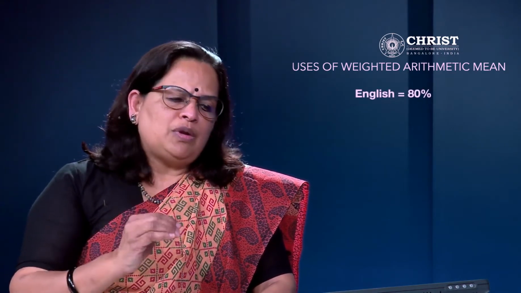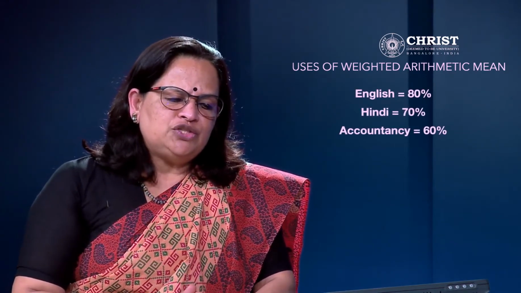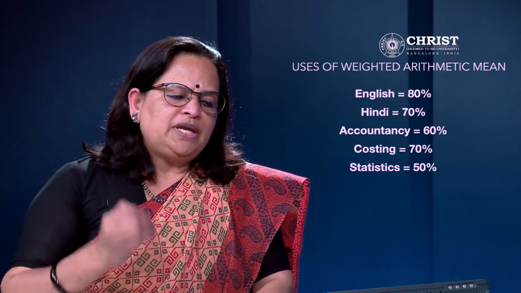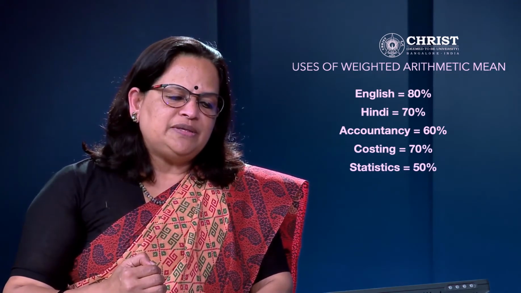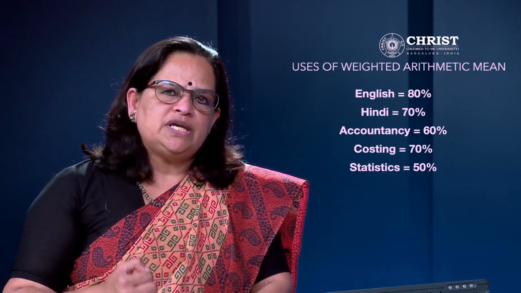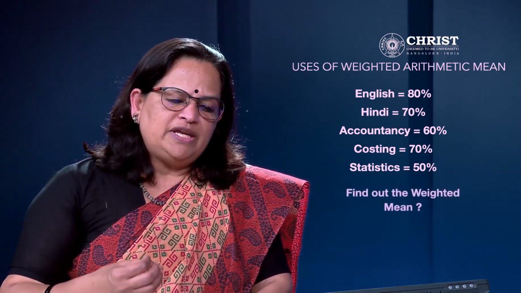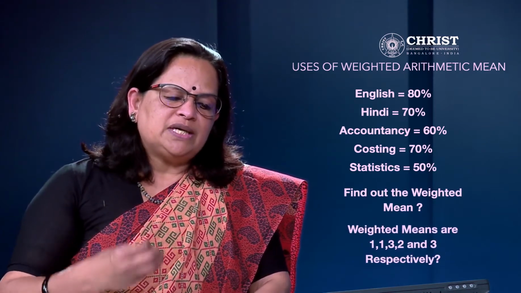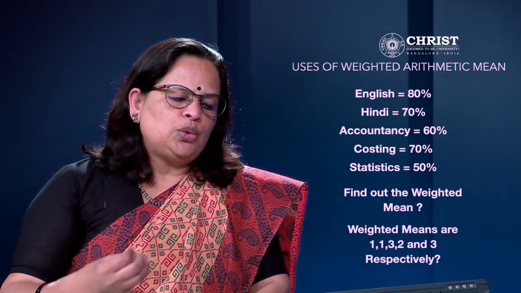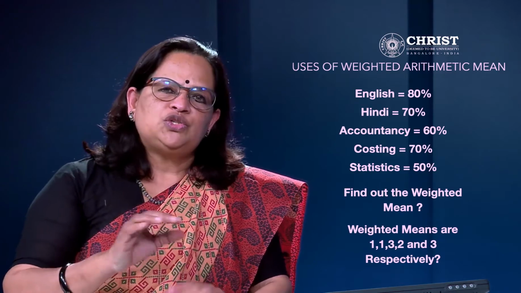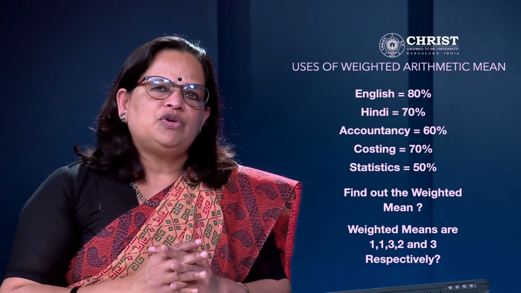Now one more problem. A student gets the following percentage of marks in the BCom examination: English 80%, Hindi 70%, accountancy 60%, costing 70% and statistics 50%. Find the weighted mean if the weights are 1, 1, 3, 2 and 3 respectively. Here also we can use the weighted arithmetic mean for computation.